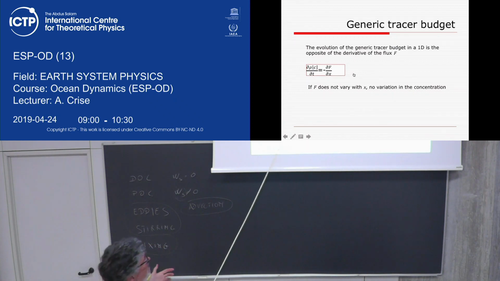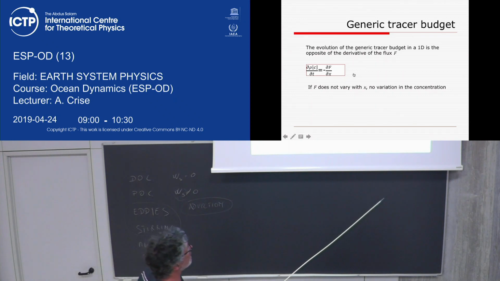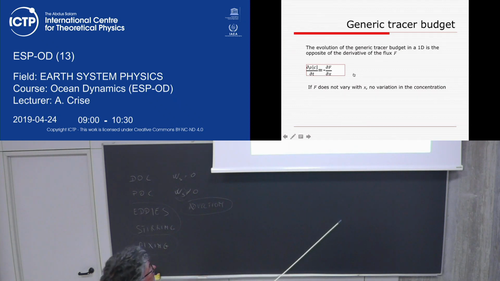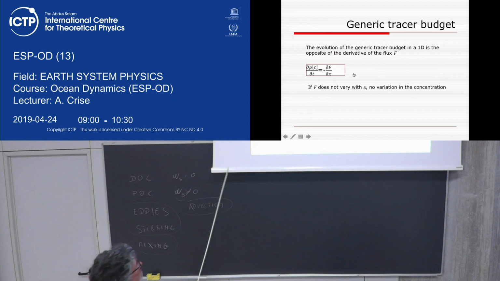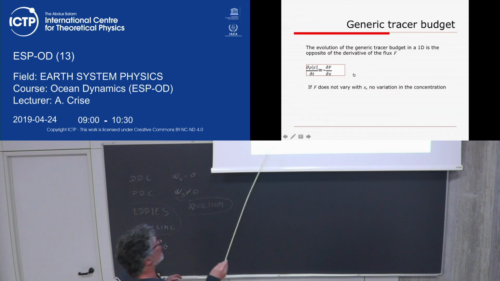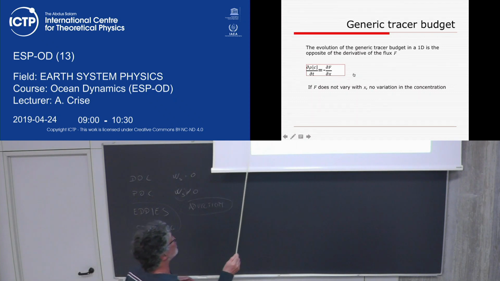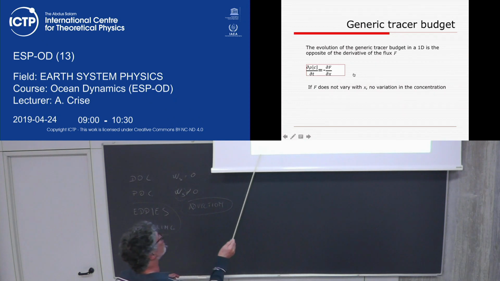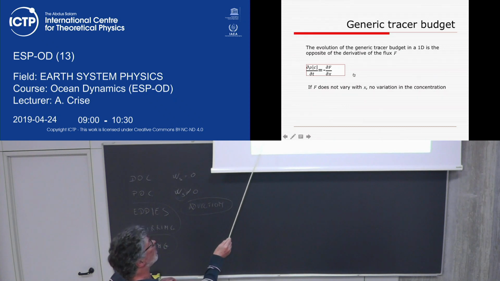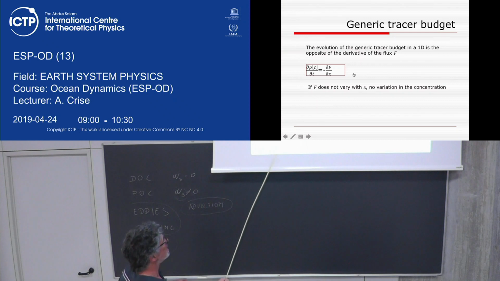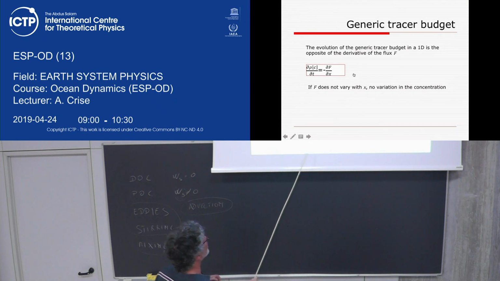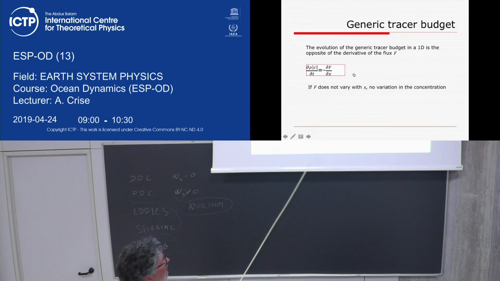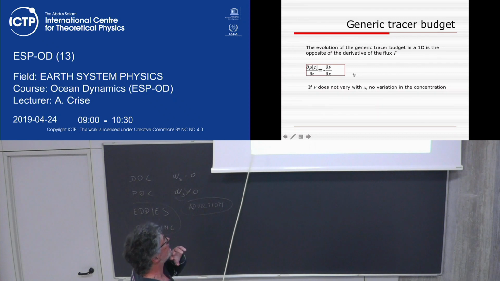We want to describe in time the evolution of the generic tracer budget in 1D. So, rho is the density, C a concentration per kilogram or per mass. And this is the partial derivative, if you know that. So, how does the concentration per volume of a generic tracer change? This is the opposite of the flux of this quantity. So, if you don't have flux or the fluxes are zero, no changes in concentration.